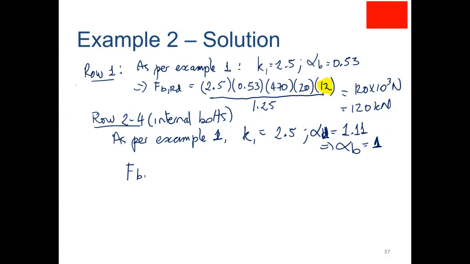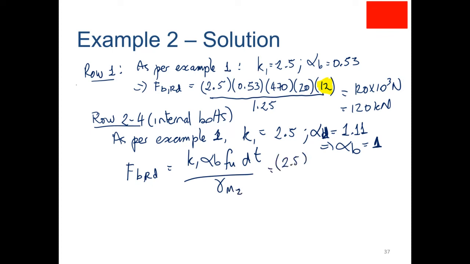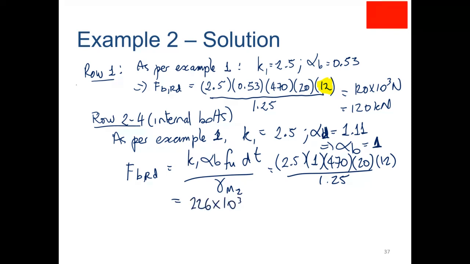Then again, F_b,Rd. It's the same formula as last time. I'll just write it out here to have it on this page. K1 is 2.5. Alpha b is equal to 1. The ultimate strength of the plate is 470. The bolt is 20. The thickness of the plate is 12. All divided by 1.25. And that's 226 times 10 to the power 3 newtons, which is 226 kilonewtons.